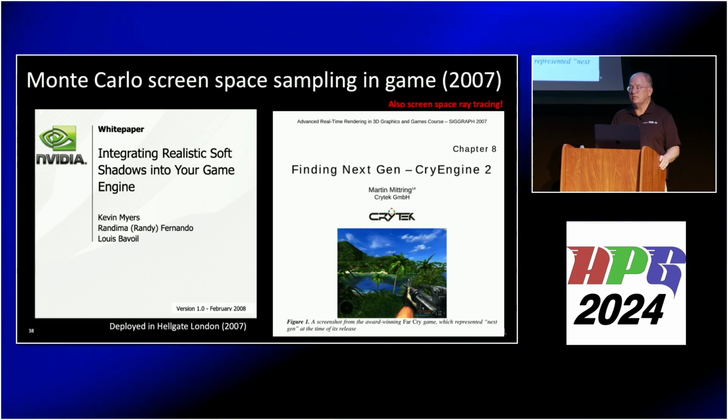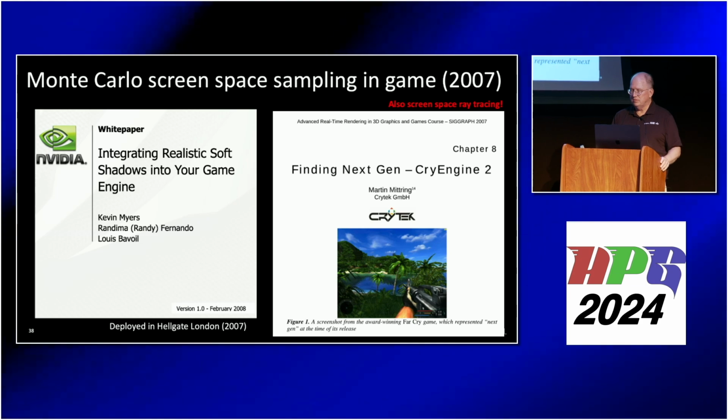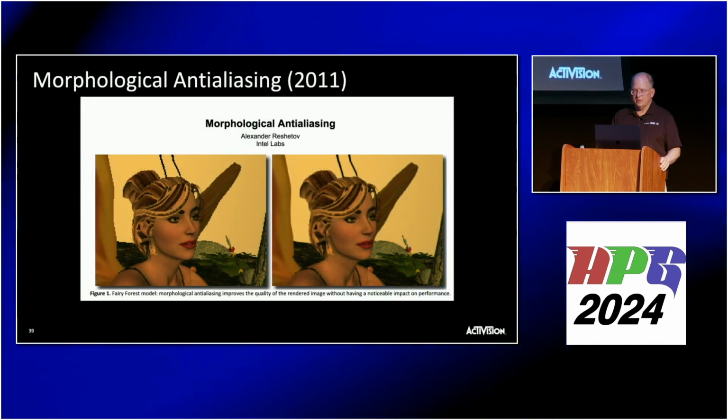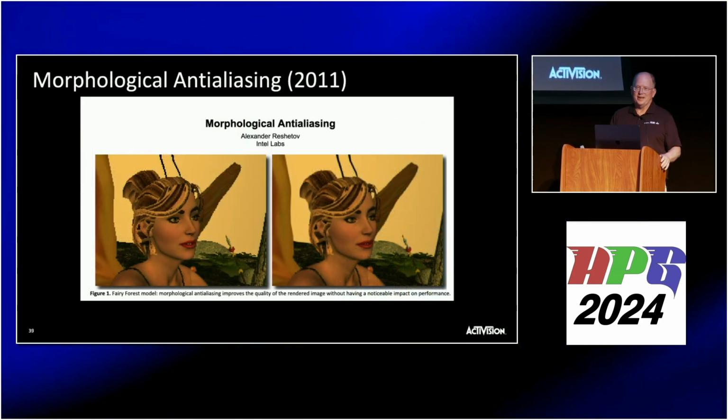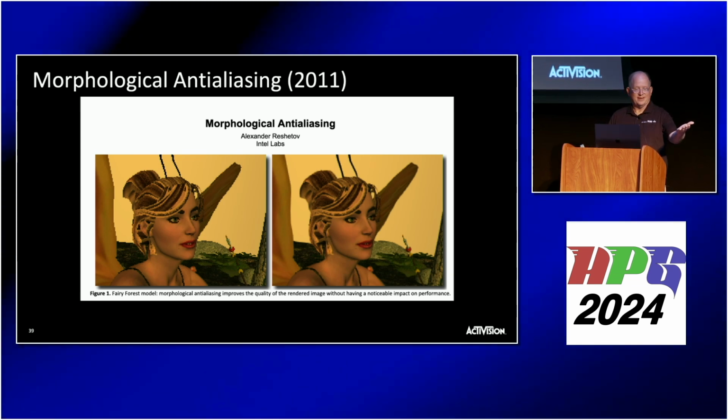Then another similar idea is, well, if you can do TAA, why not blur spatially too? And here's a paper, Alexander Reshetov, you're here probably still. Did you stay for my talk? I'm gonna be angry if you didn't, okay.